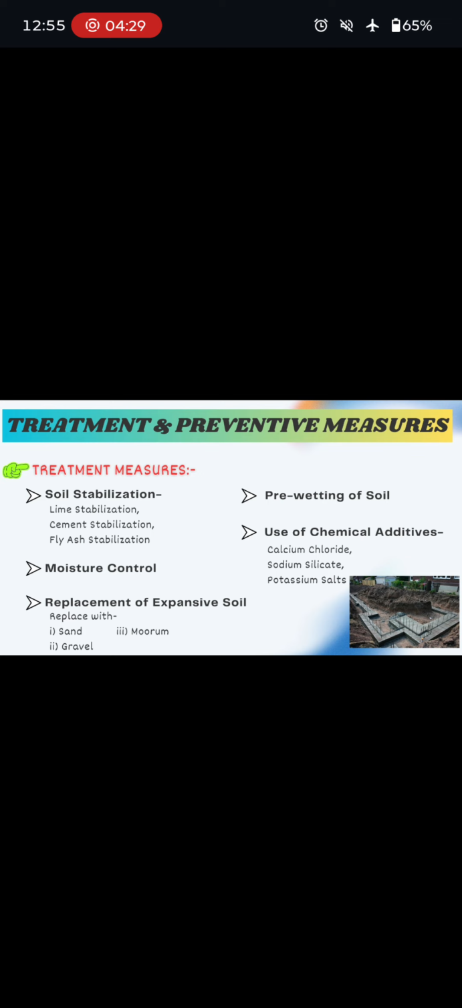Treatment measures: soil stabilization, including lime stabilization, cement stabilization, and fly ash stabilization. Moisture control, replacement of expansive soil, in which we can replace the soil by sand, gravel, or moorum. Then pre-wetting of soil and use of chemical additives, such as calcium chloride, sodium silicate, and potassium salts.